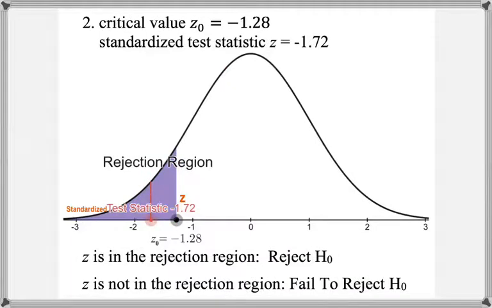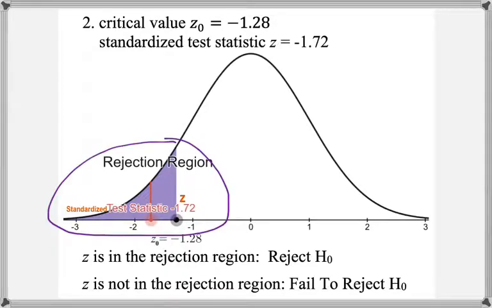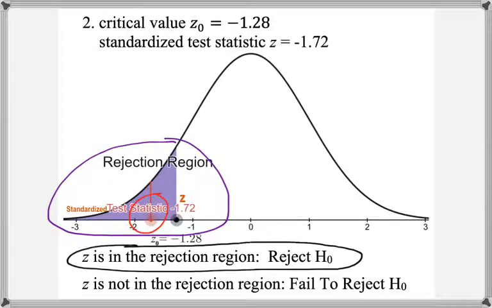On question 2, z0 is still equal to negative 1.28. So we have the same rejection region. However, this time z is equal to negative 1.72. So z is in the rejection region, which means we want to reject the null hypothesis.